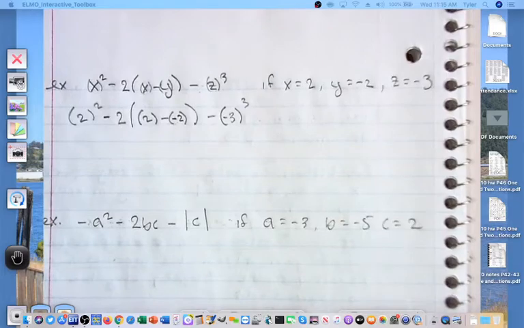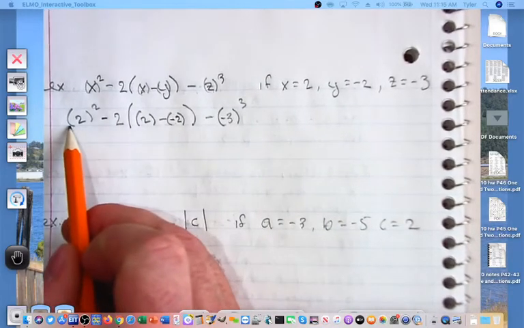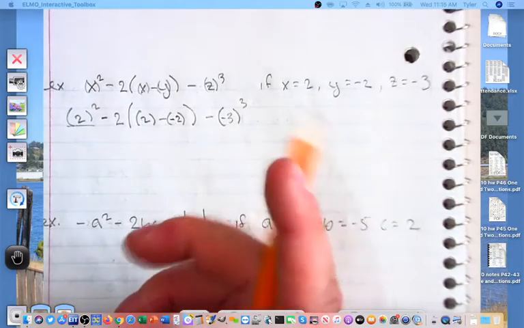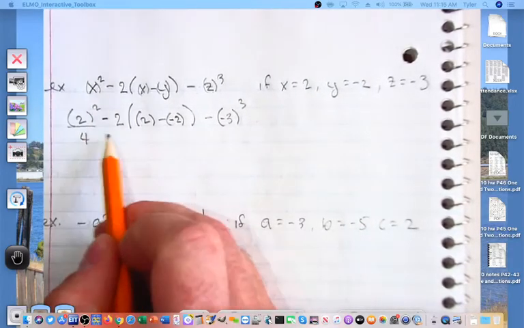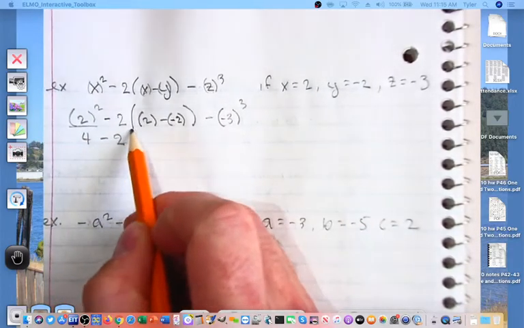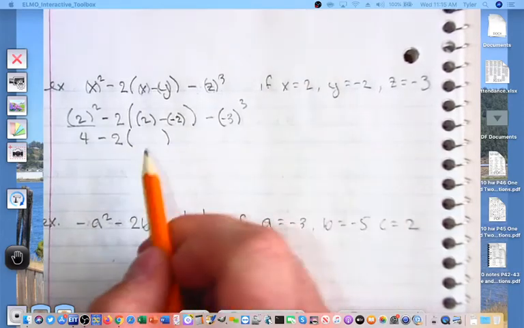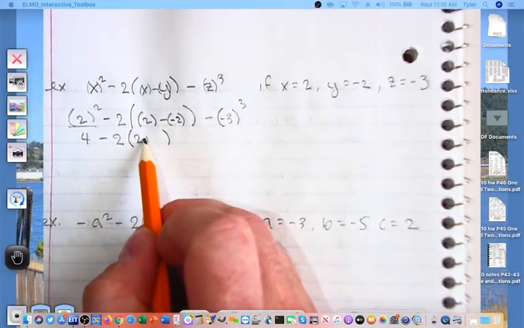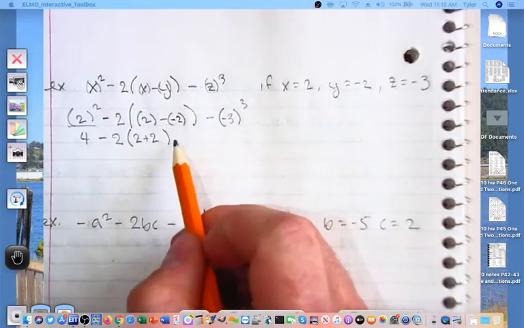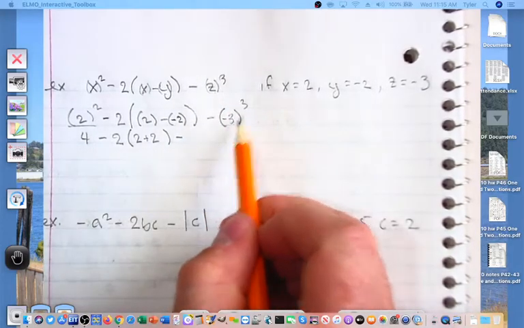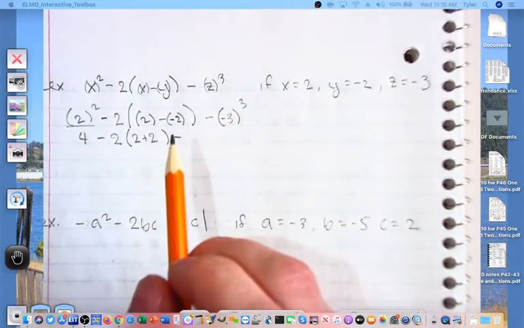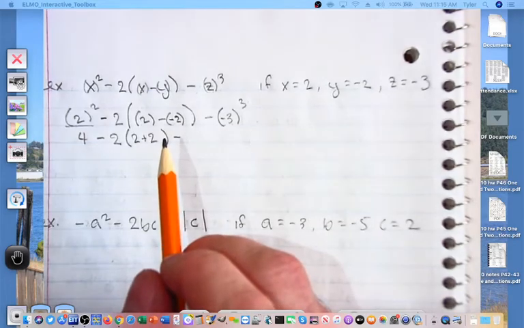So let's start simplifying. Order of operations says start with exponents. I have 2 sets of exponents. 2 squared is the same as 2 times 2. So I have 4 minus 2, I have 2 plus 2, minus, and now negative 3 cubed. That's negative 3 times negative 3 times negative 3.